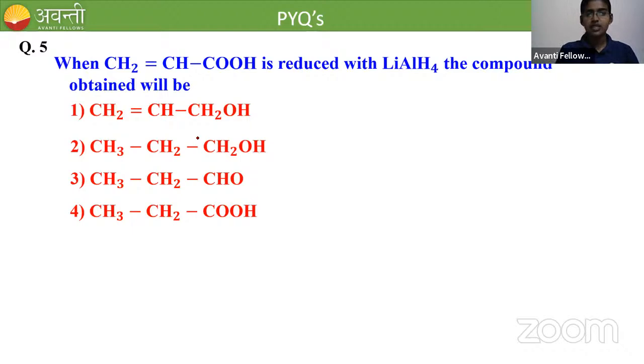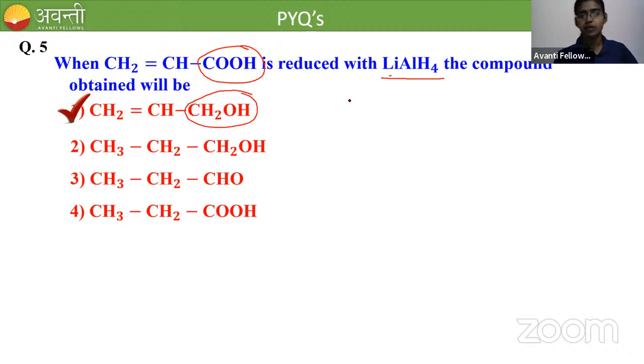So what is happening? This compound is treated with lithium aluminium hydride. Lithium aluminium hydride is a strong reducing agent which will reduce only the C double bond O part. It will not reduce the alkene system. It will reduce only the carboxylic acid to primary alcohol, that is CH2OH. So option 1 is the correct answer for this question. Great. This reaction is called reduction, where lithium aluminium hydride is used as a strong reducing agent.